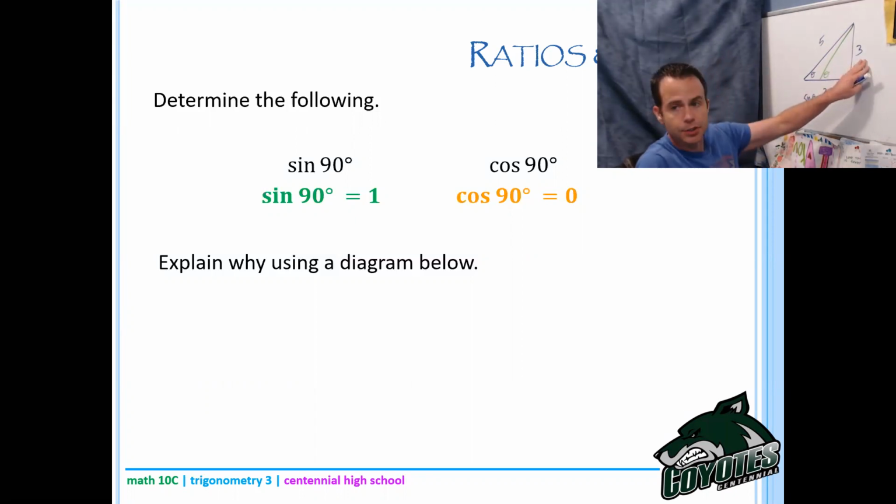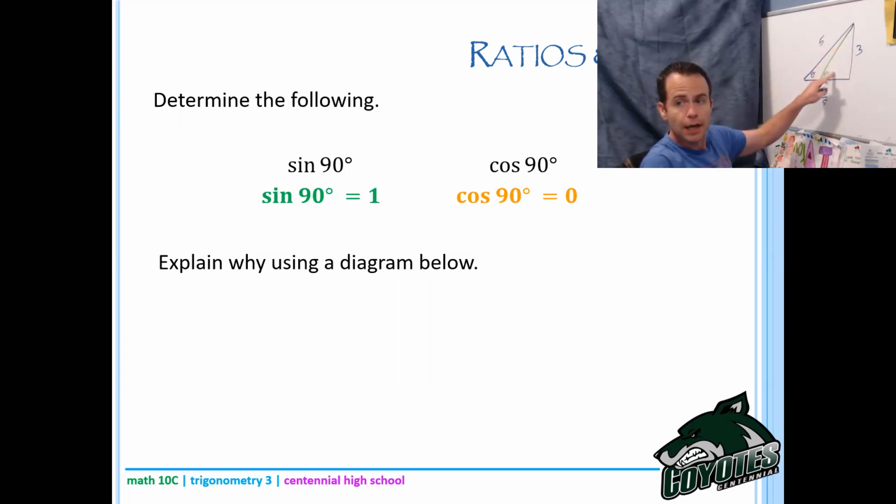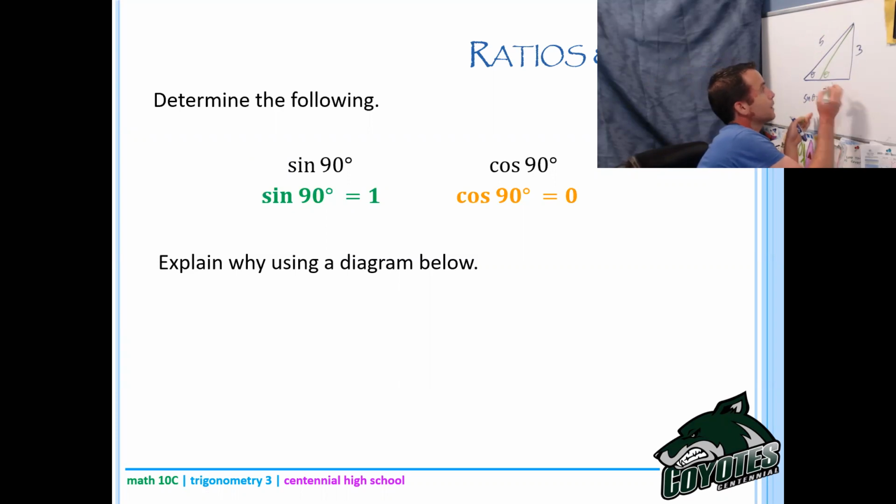The opposite didn't change, but the adjacent would have changed, and actually the length of the hypotenuse would have changed as well. So the adjacent got shorter. What would have happened to the hypotenuse? Take a look at the lengths of these hypotenuses. Is the green hypotenuse longer or shorter than the purple hypotenuse? The answer is it's shorter. So let's say for this one, maybe it turned out to be 4. So I say sine of theta equals 3 over 4.